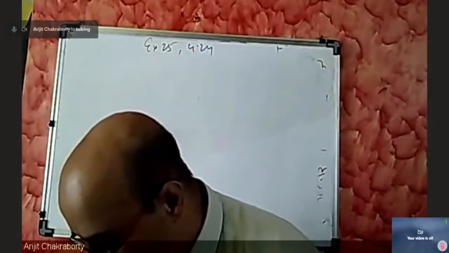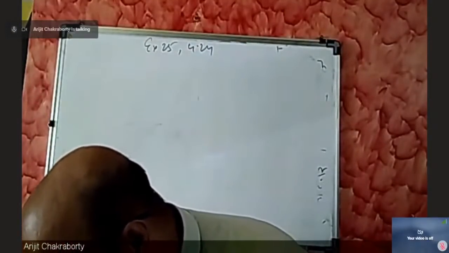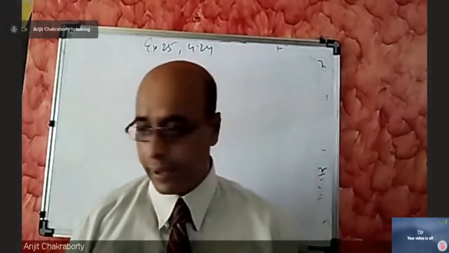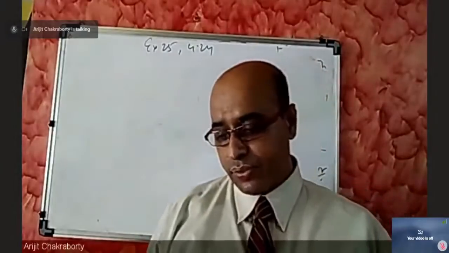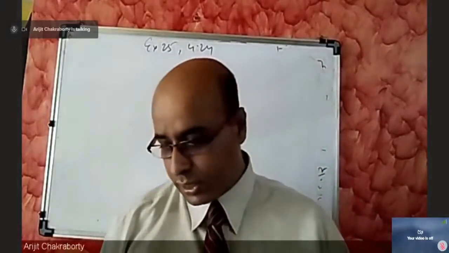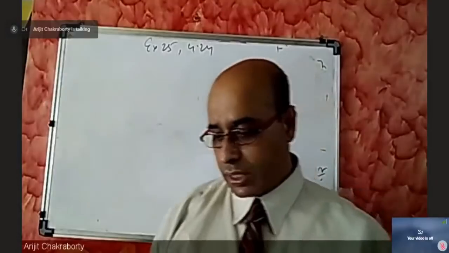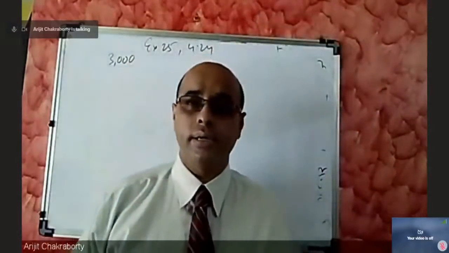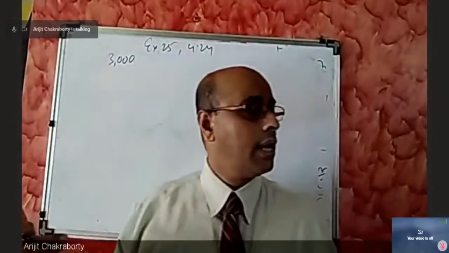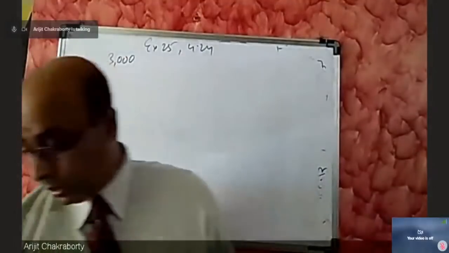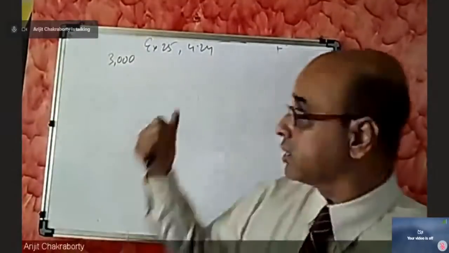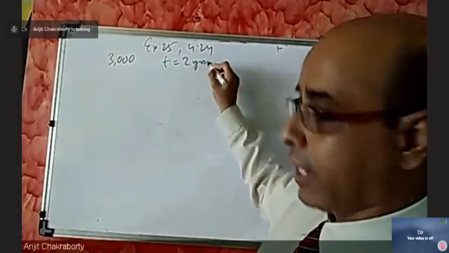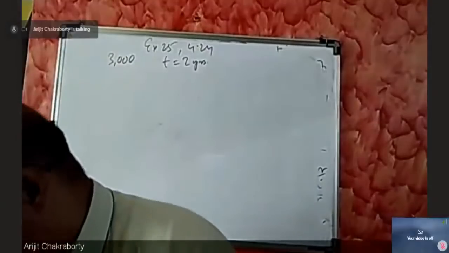Please see the problem 4.24 and example number 25. The question is, we are investing 3,000 rupees in a 2-year investment. So 3,000 rupees is my investment, and I'm investing it for 2 years. So the time is 2 years. Okay, it's a 2-year investment.